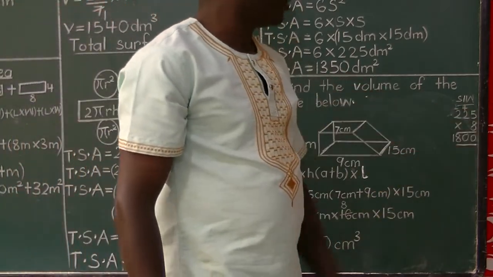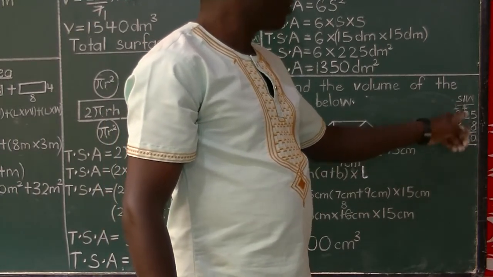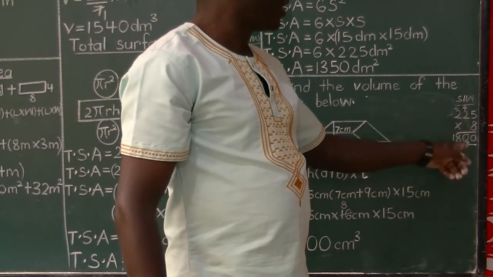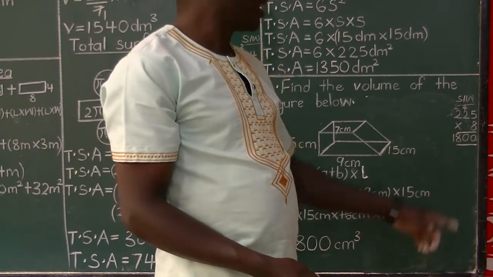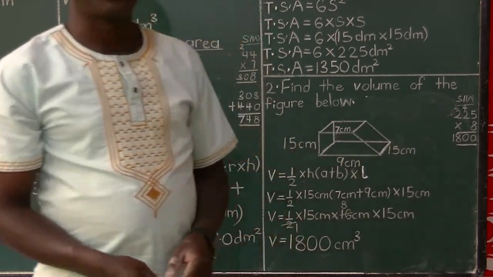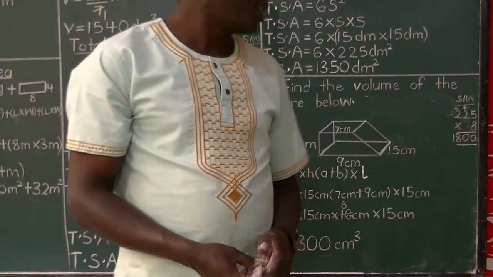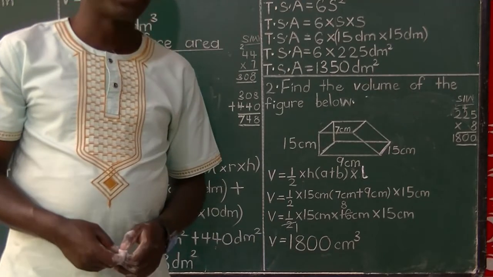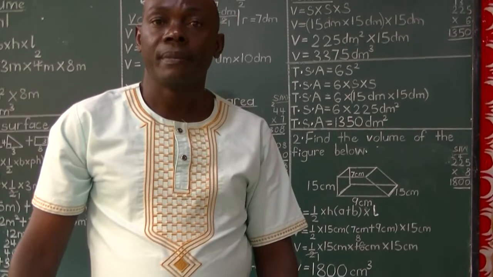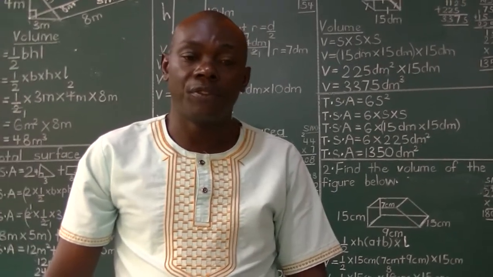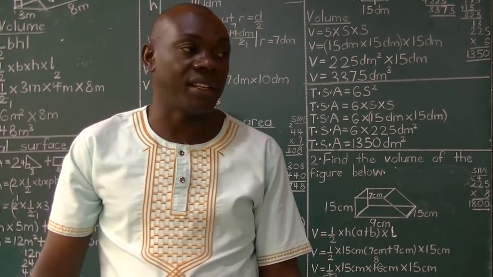So 8 times 5, you say 40. Write 0, carry 4. 8 times 2 is 16 plus 4, you get 20. Write 0, carry 2. And then 8 times 2, you get 16 again plus 2, you get 18. Such that 225 times 8, you get 1,800. So the answer is 1,800 centimeters cubed. And in so doing, you will have answered all activities if you did understand.